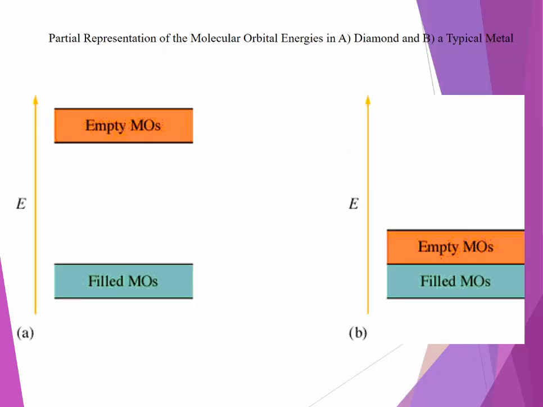This is an example of MOs in a diamond versus a typical metal. Diamond's a great insulator, and the reason is this large energy gap between the filled molecular orbitals and empty molecular orbitals in diamond, whereas in a metal you have very little gap at all.